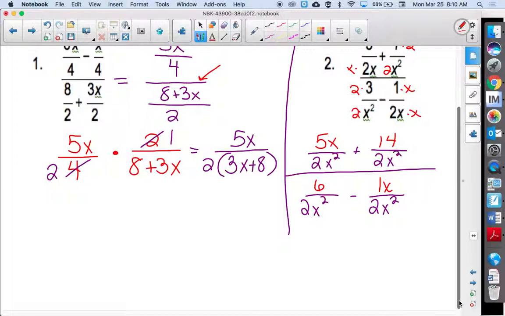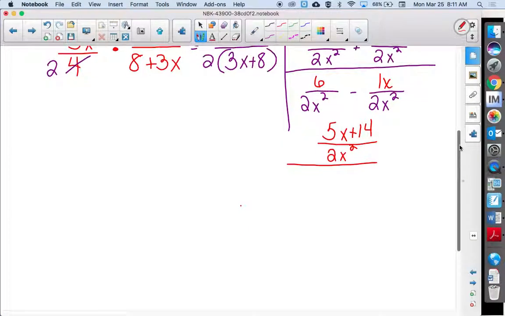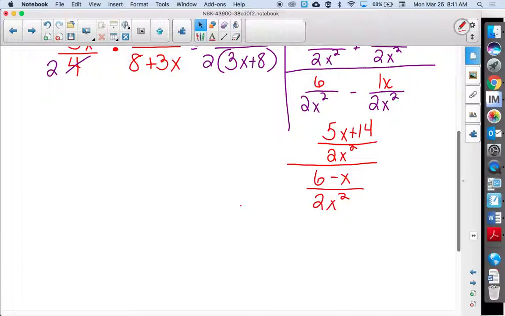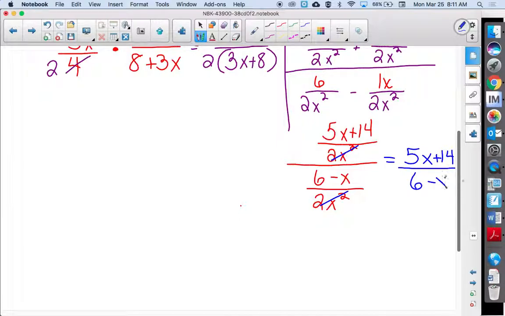So Emma, what do we have on the top? 5x plus 14. And then on the bottom, 6 minus x. She said 6 minus x. So the denominators are the same, they literally cancel because they're identical. So I have the same thing on the top, the same thing on the bottom. And we're just left with that 5x plus 14 and the 6 minus x. Questions?